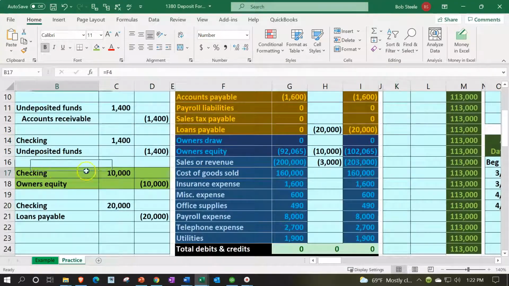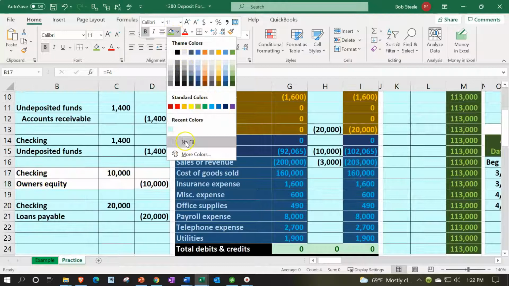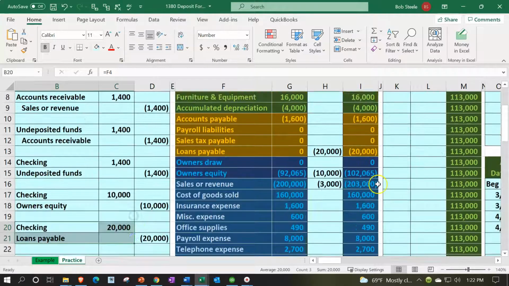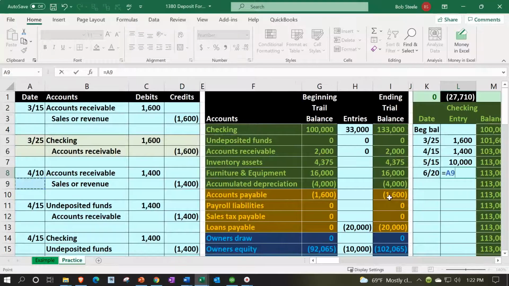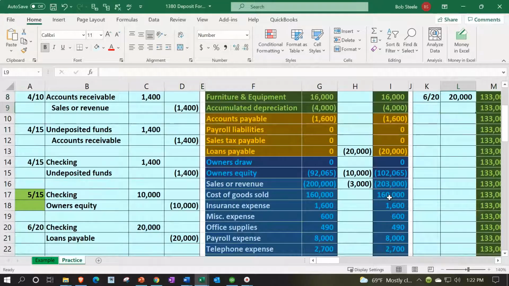And then we're going to also ungreenify that, record this last one. I'm going to make that blue again. Checking account going up by the 20,000. GL on 620 equals the 20,000. And then finally, I've got that loan payable. I'm going to have to add that GL account.